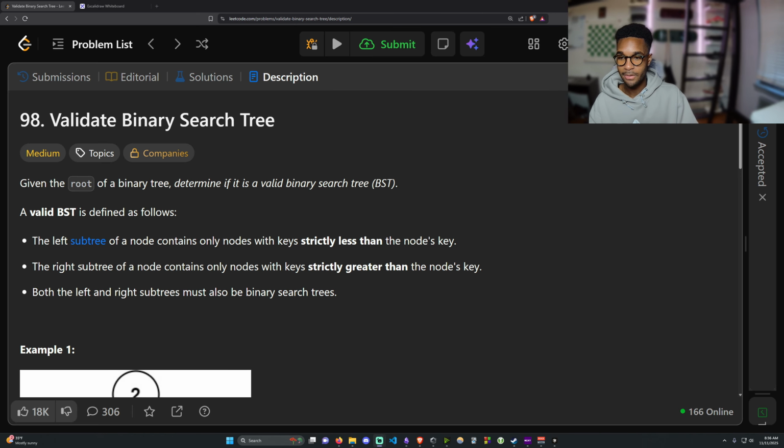Given the root of a binary tree, determine if it is a valid binary search tree, or BST. And a valid BST is defined as follows. The left subtree of a node contains only nodes with keys strictly less than the node's key, and a right subtree only contains nodes with keys strictly greater than the node's key. Both left and right subtrees must also be binary search trees.